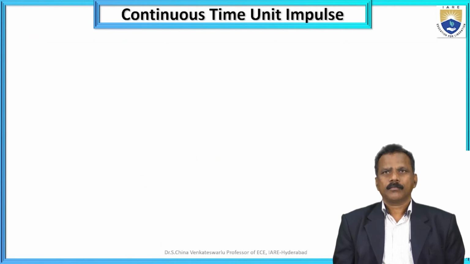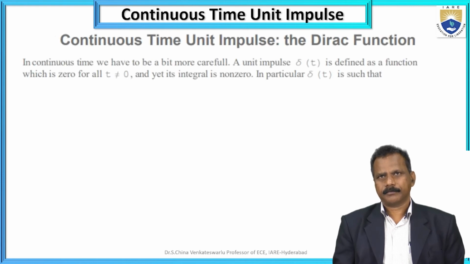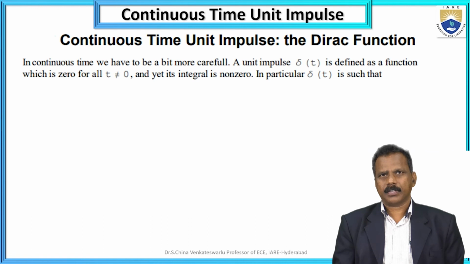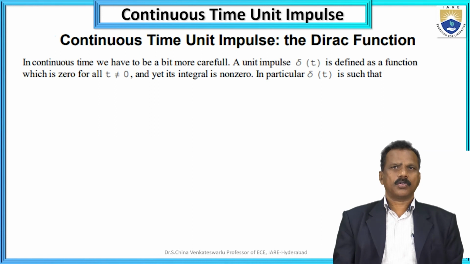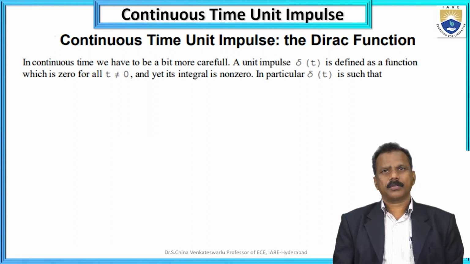Now coming to the CTUI, that is the continuous time unit impulse. Here, for the continuous time, we have to be a bit more careful. A unit impulse delta of t is defined as a function which is 0 for all t not equal to 0, and its integral is non-zero.